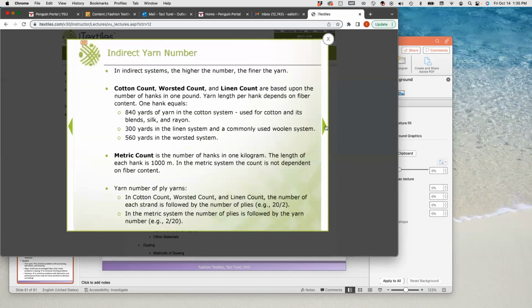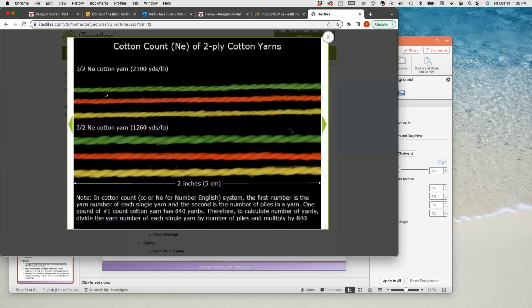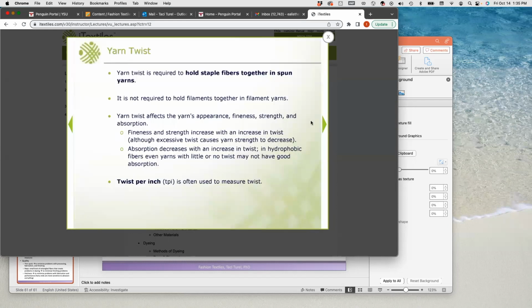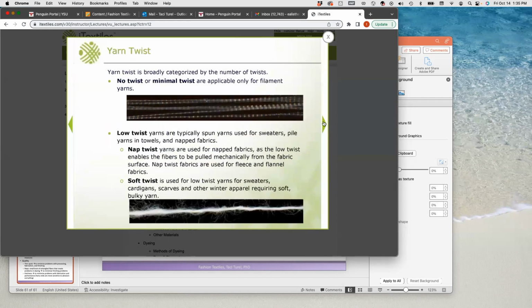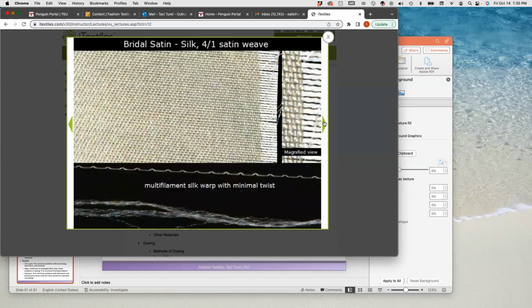We talked about the metric count system. Again, this is the NE system. You can see it's 2100 yards per pound versus 1260 yards per pound. So these are coarser, these are finer. We talked about twists. We talked about low twist, napping twist, high twist, average twist. This is a multi-filament yarn, so it has minimal twist, and this is the fabric made out of it.